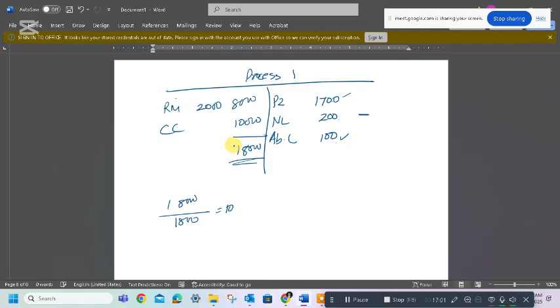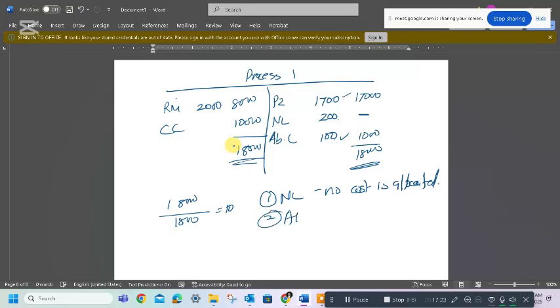So you get $10. Then $10 into 1,700, $17,000 cost will be allocated to this figure. 100 into 10, $1,000 will be allocated to this figure. So do you understand? Normal loss, no cost is allocated. Abnormal loss, same cost as good units is allocated.